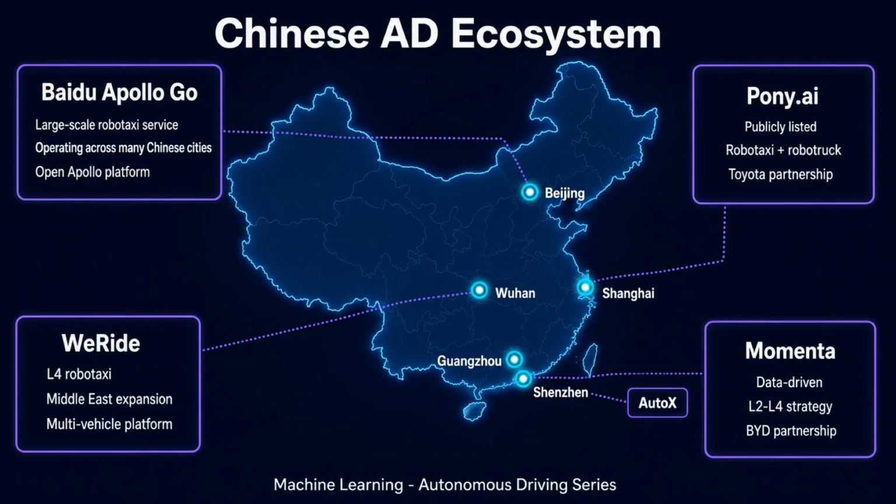WeRide has expanded beyond China into the Middle East and operates multiple vehicle types including robotaxis, robobuses, and robosweepers. Momenta takes a unique data-driven approach, starting from Level 2 driver assistance to collect data that feeds their Level 4 development, with BYD as a key partner. AutoX focuses on fully driverless operations in dense urban environments like Shenzhen. The Chinese ecosystem benefits from regulatory willingness to permit large-scale testing and deployment that moves faster than many Western markets.